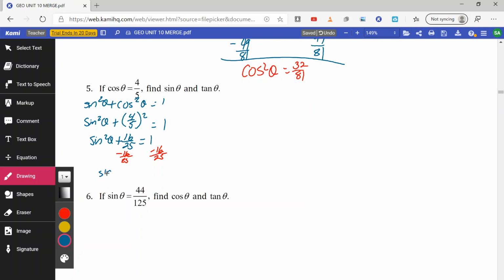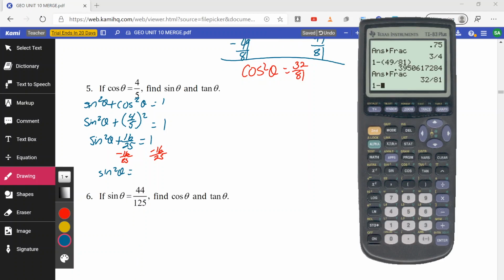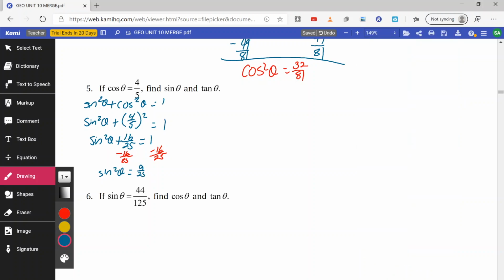So we have sine squared theta equals 1 minus 16/25. And I get 0.36, which as a fraction is 9/25. We'll take the square root of both sides, and we get sine of theta. Square root of 9 is 3. Square root of 25 is 5. So sine of theta is 3/5.